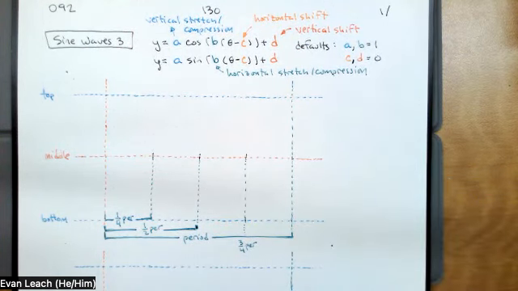The period is broken down into 4 quarters. So if the period is 100, each of these quarter periods will be 25. This represents us going through the 4 quadrants of the unit circle.